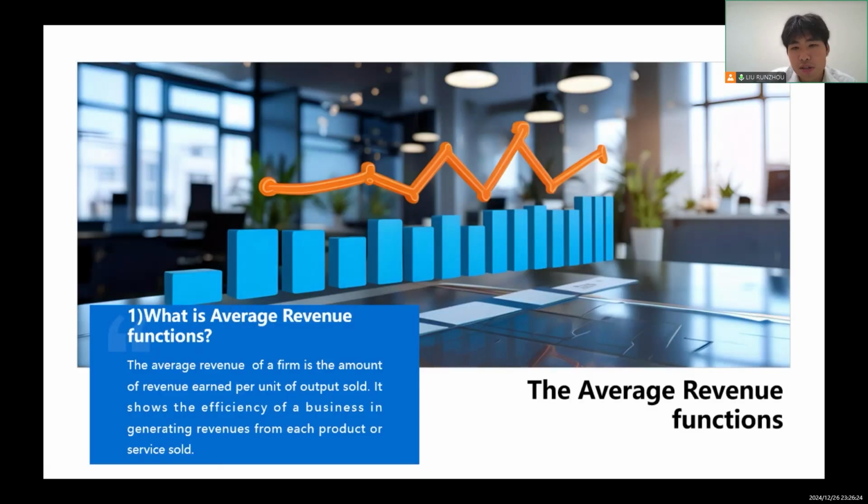The first function is the average revenue function. The question is, what's the average revenue function? The average revenue of a firm is the amount of revenue earned per unit of output sold. It shows the efficiency of a business in generating revenue from each product or service sold.